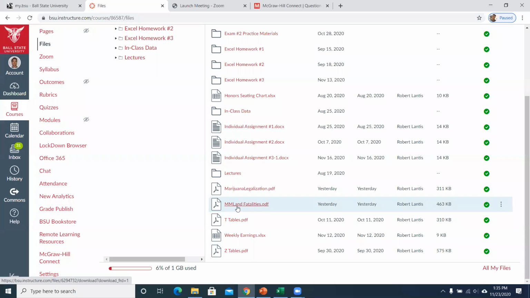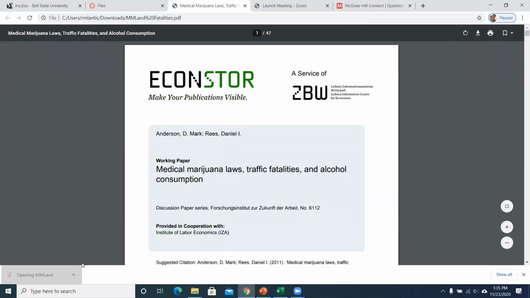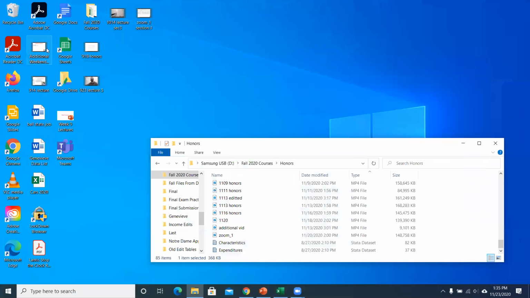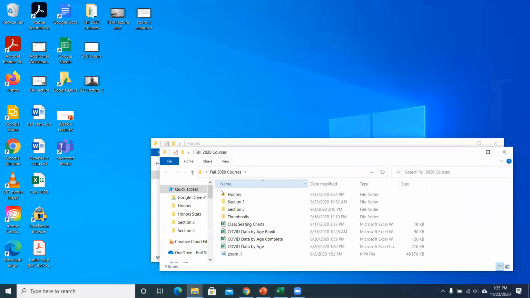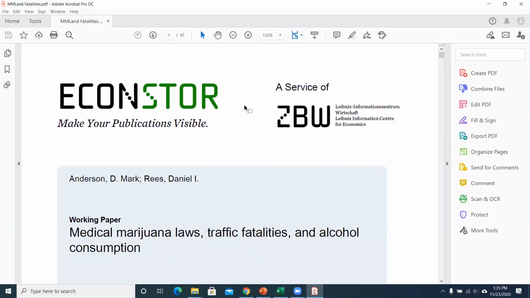We'll do the MML on fatalities today. Okay, so I'm going to download this, a little PDF. I want to take up the whole screen, so let's go to downloads and look at it in this. There we go. So we've got this.